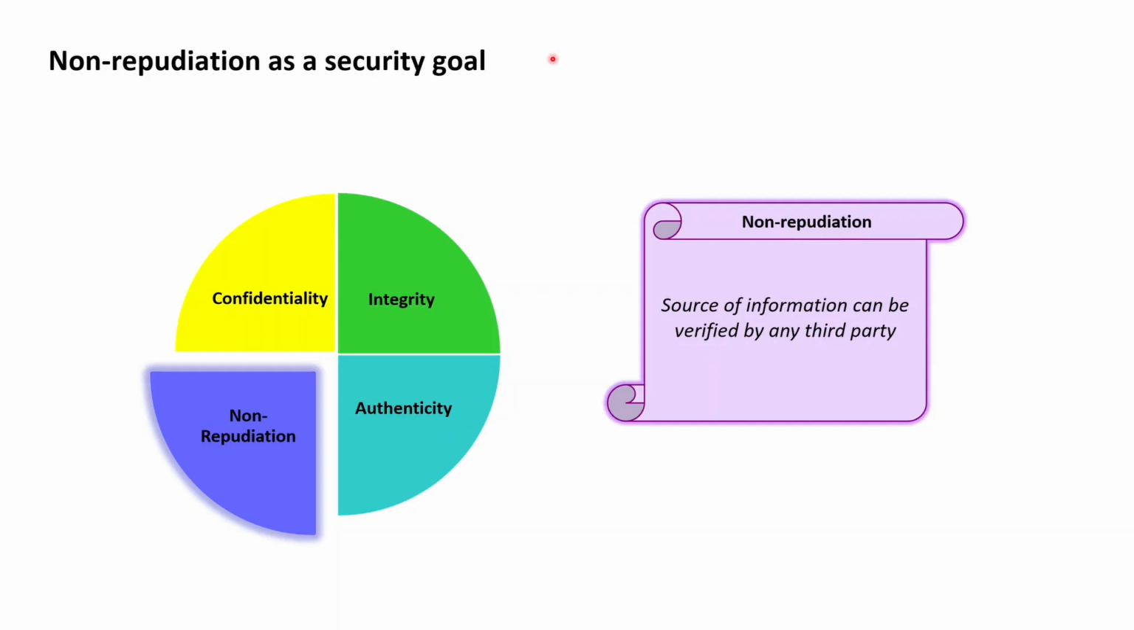Non-repudiation, the last security goal of cryptography that we in this course will have a closer look at, is the security goal demanding that in a system with non-repudiation, the source of information can be verified by any third party. As such, non-repudiation is a stronger security notion than authenticity, as the third party is now not necessarily a party involved in the online interactive exchange of information, as it was the case with authenticity.